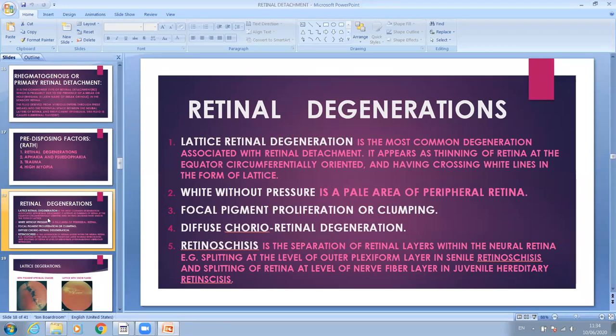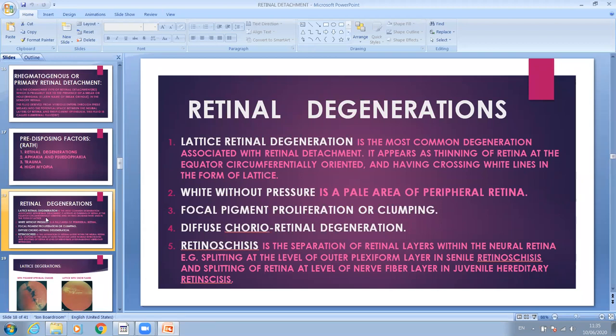It seems that there is no blood in that area, although this is not an ischemic area, meaning there is no occlusion of the blood vessel, but still it appears white. It is sometimes a predisposed area. If you press upon this area it becomes white, but this area is white even without applying pressure. Then there is focal pigment proliferation, clumping, and diffuse choroidal degeneration.